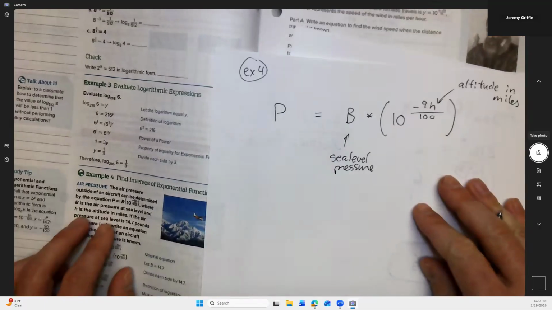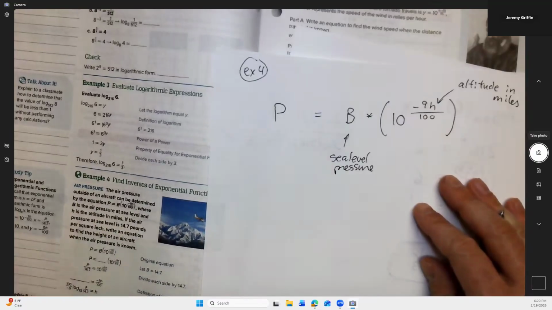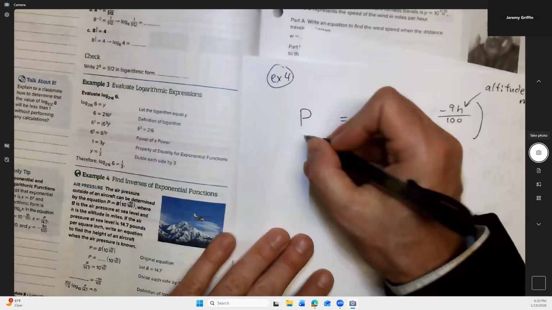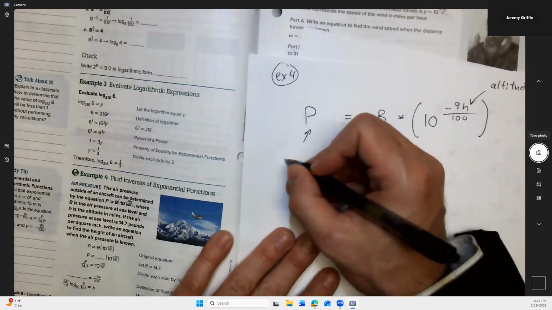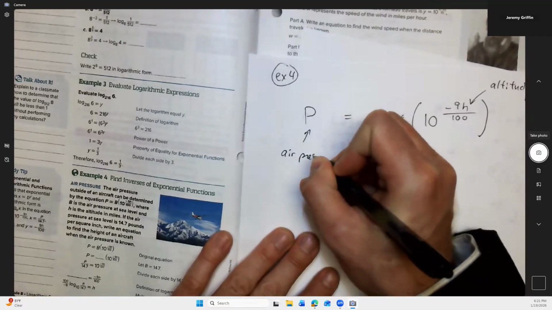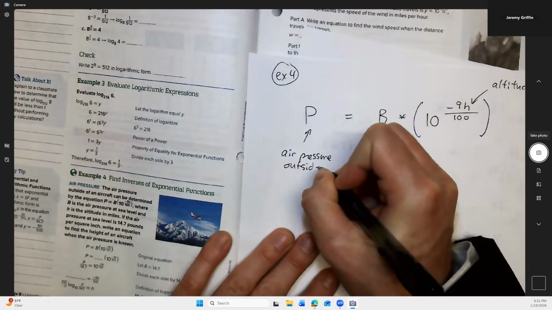And P is the pressure, the air pressure outside an aircraft.